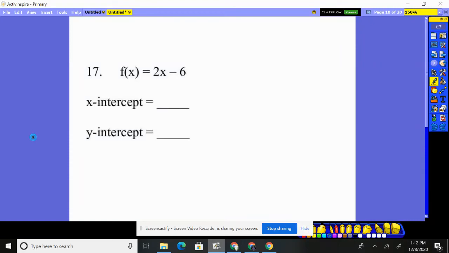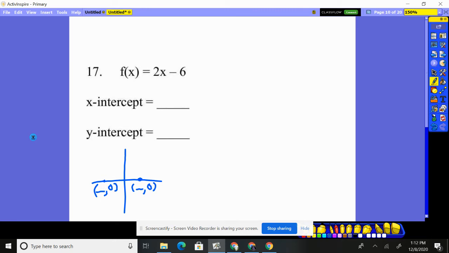All right, 17. It gives me the function. It says, where's the x-intercept? Where's that line, 2x minus 6, cross the x-axis? Well, let's think about it. If it's crossing the x-axis, like right here, it's gone over something, I don't know how much, gone up none. Or maybe it's over here, negative something, but still gone up none. We know the y is 0.